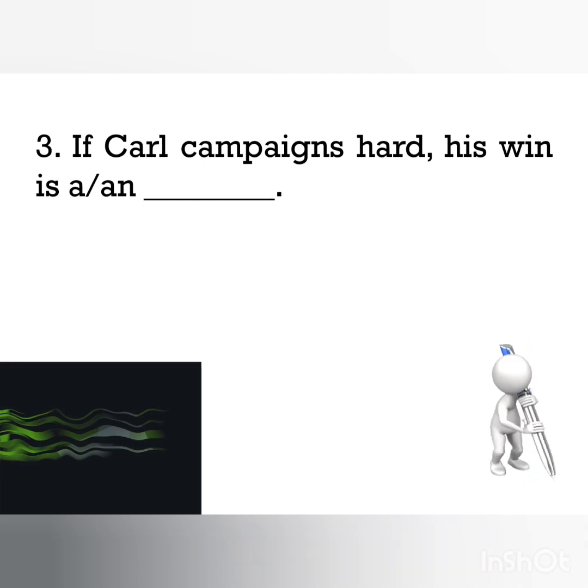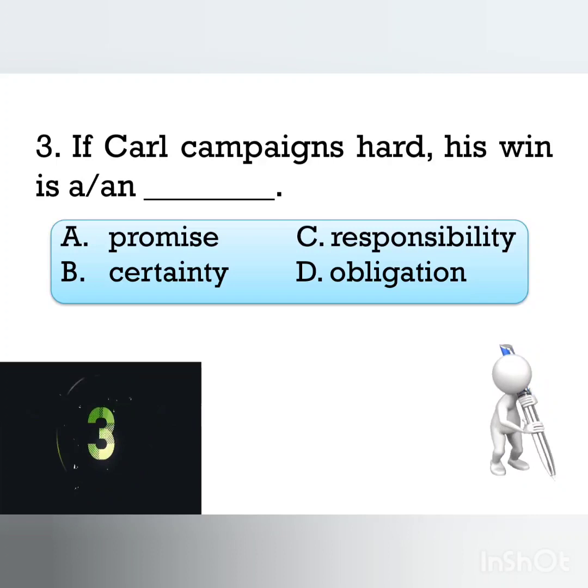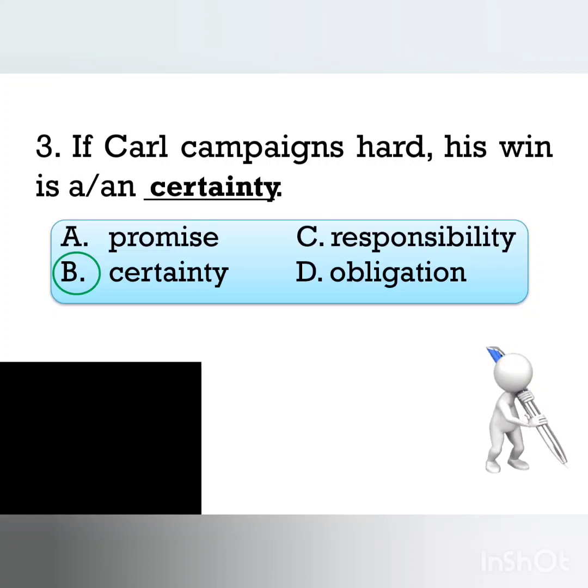Number 3. If Carl campaigns hard, his win is a and blank. The choices are letter A, promise, letter B, certainty, letter C, responsibility, letter D, obligation. And the correct answer is letter B, certainty. If Carl campaigns hard, his win is a certainty.